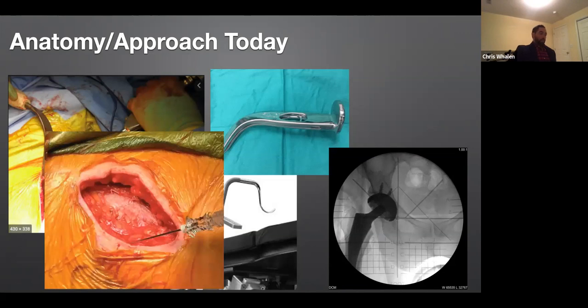And then closure is also a breeze with the anterior approach. You could throw some stitches in the capsule if you decided to retain it. And that's just fascia and skin closure, usually a pretty small incision, so quicker closure for sure.